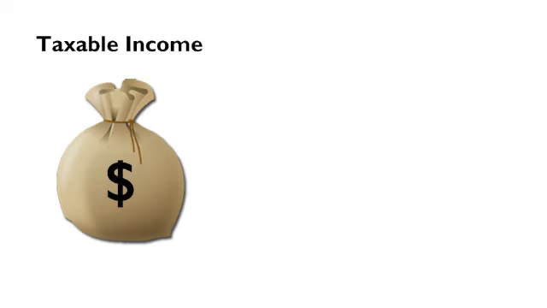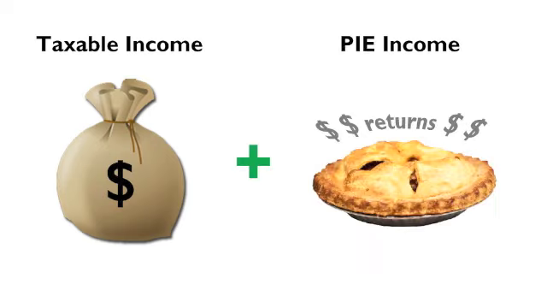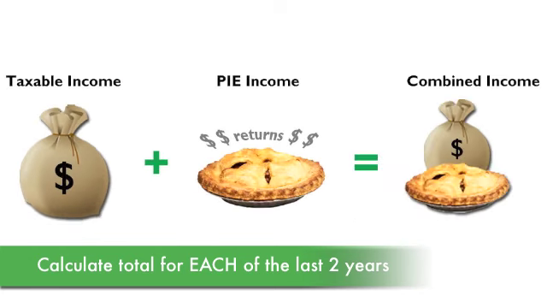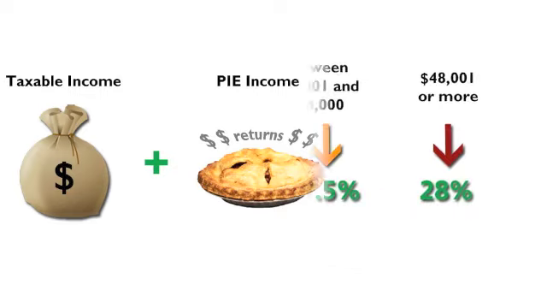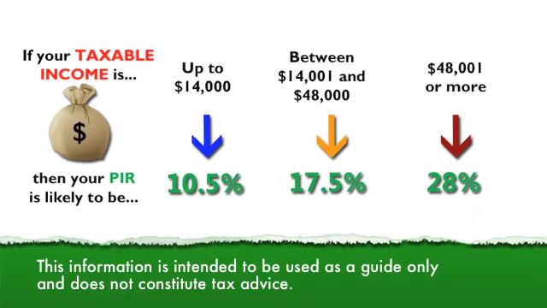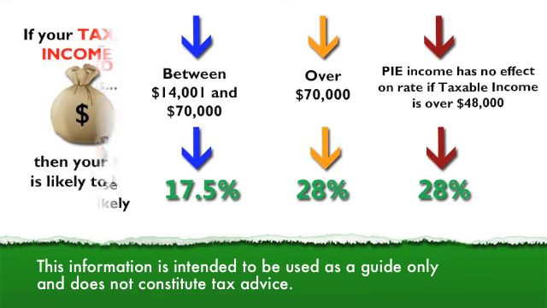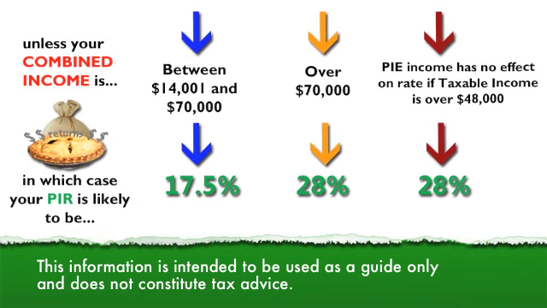Next, you need to add your PIE income, the value of the income from all of your PIE investments, such as the returns on your KiwiSaver account, but not the balance itself, from each of the last 2 years. The total of these is your combined income for the purposes of working out your PIR. Unless you have a substantial amount of savings in PIE accounts, it is likely that your taxable income alone will be a good indication of your PIR.